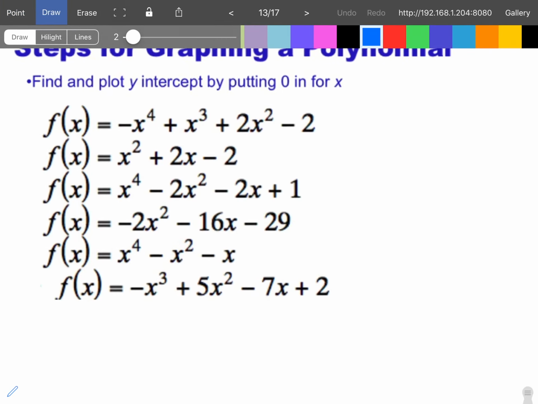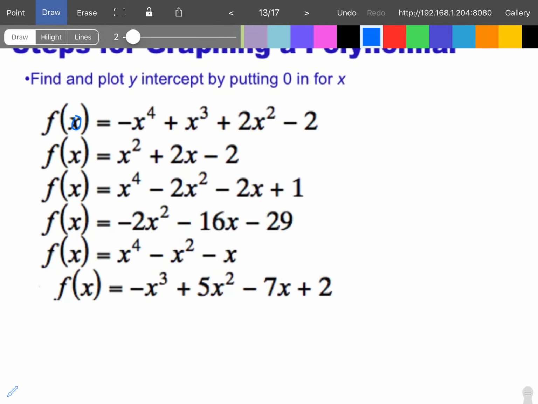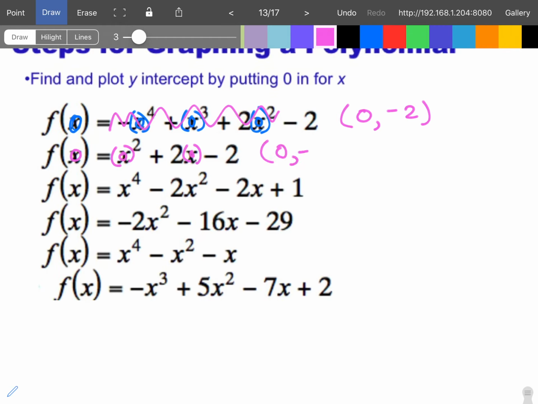We can put a 0 in for our x. So if we're trying to find the y-intercept, we can put a 0 here for all of these, and look what happens. Really what happens is all of this zeroes out and you're just left with -2. So that would be a y-intercept of (0, -2). And if we did the same thing here, plug in all of our zeros, we would end up with a y-intercept of (0, -2) for that one.